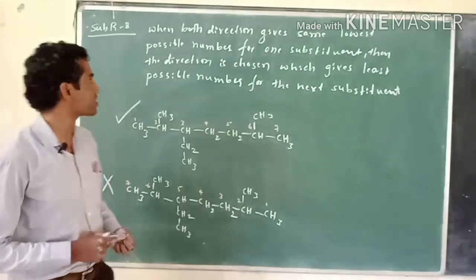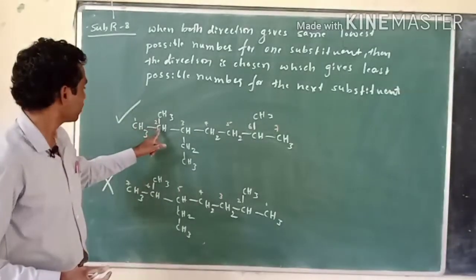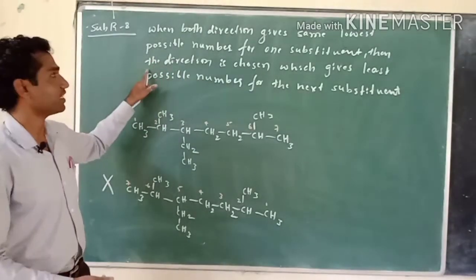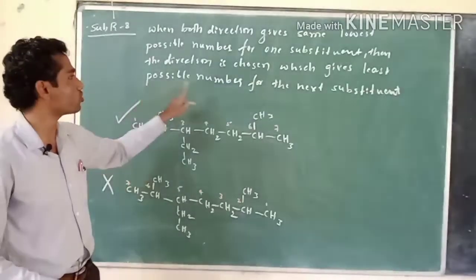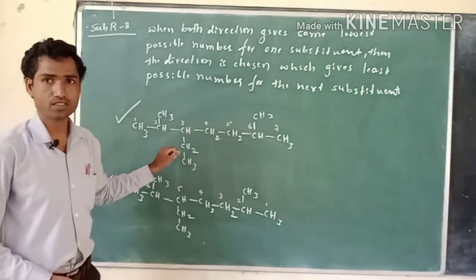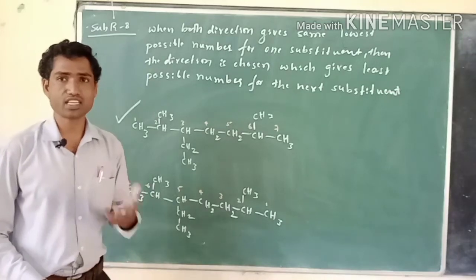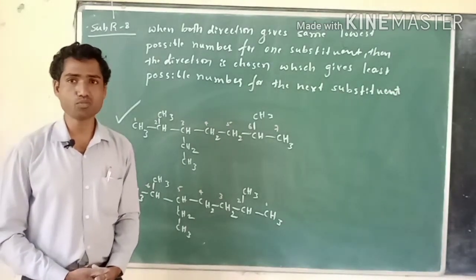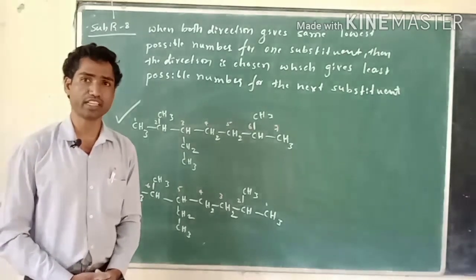Right, that is the next rule we have discussed. The last rule we have discussed is this one: when both directions give the same least possible number for one substituent, then the direction is chosen in such a way that the least possible number should be given to the carbon bearing the next substituent. So these are the only 3 rules that we have discussed today. In the next video class, we will discuss some more sub rules in order to write the IUPAC name for simple organic molecules.